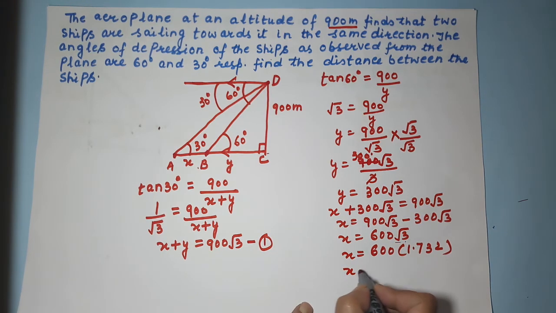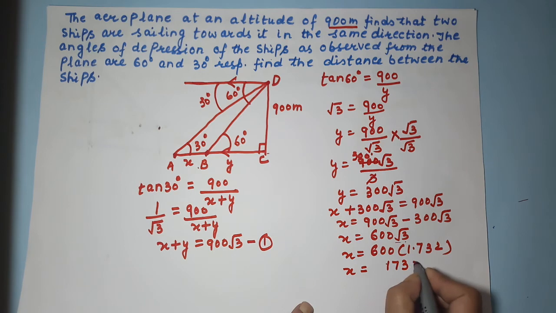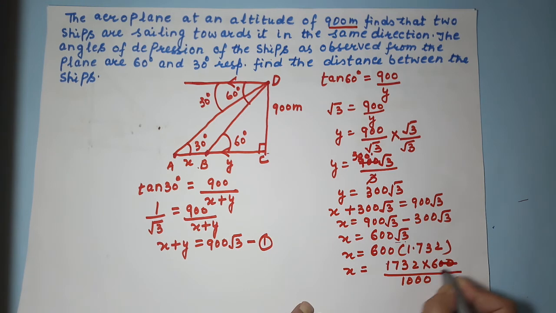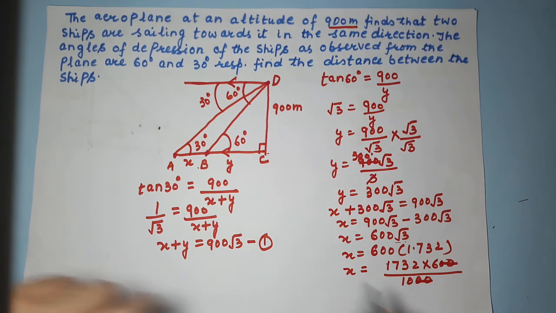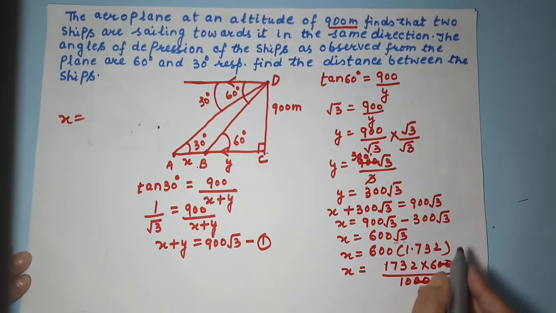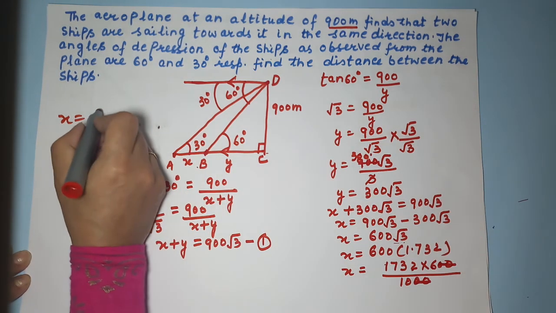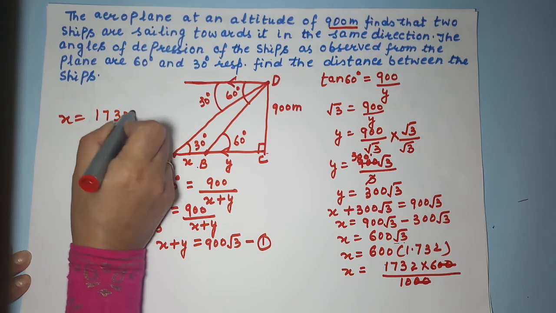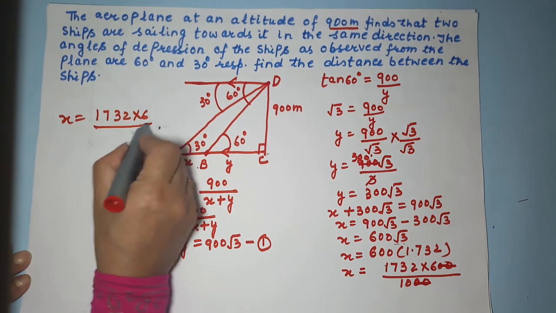So x is equal to, let's multiply. Let's do it like this. 1732 into 600 divided by how many zeros? 1000. So this and this will go. So my x is, let me write it here again, 1732 into 6 divided by 10.